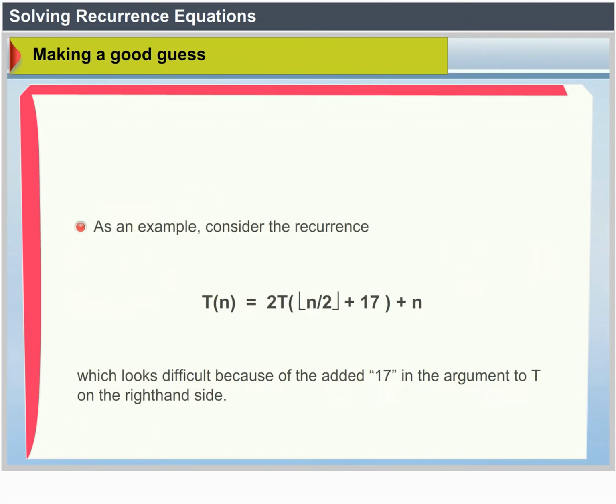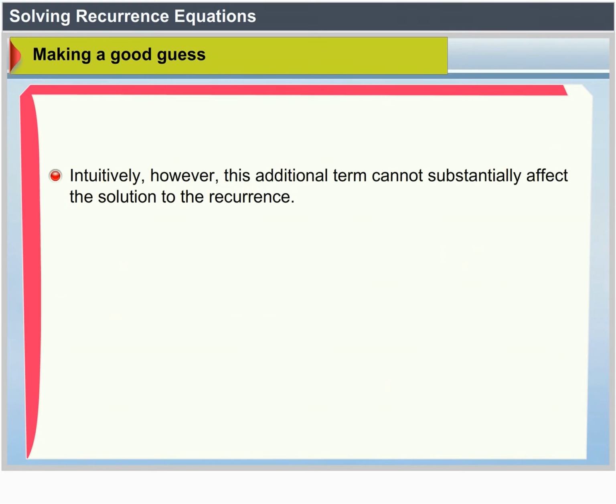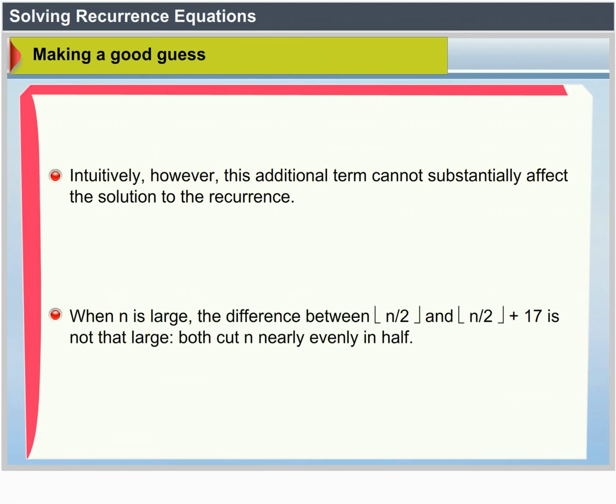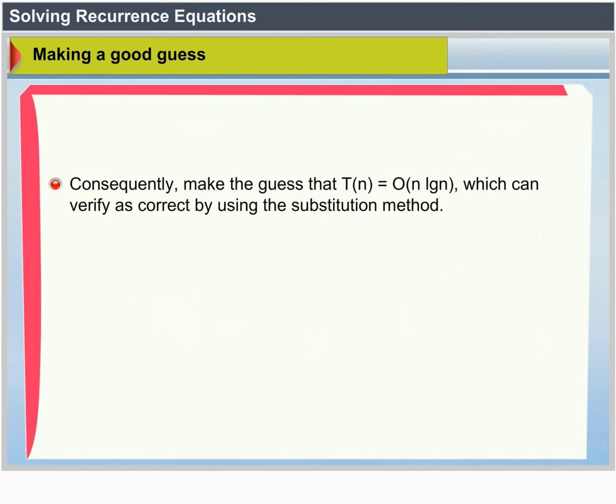Intuitively, however, this additional term cannot substantially affect the solution to the recurrence. When n is large, the difference between floor of n/2 and floor of n/2 plus 17 is not that large. Both cut n nearly evenly in half. Consequently, we make the guess that T(n) = O(n log n), which we can verify as correct by using the substitution method.